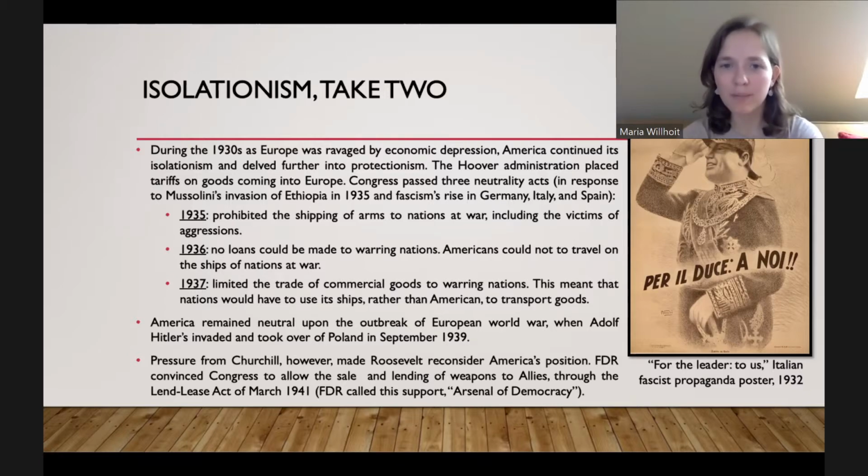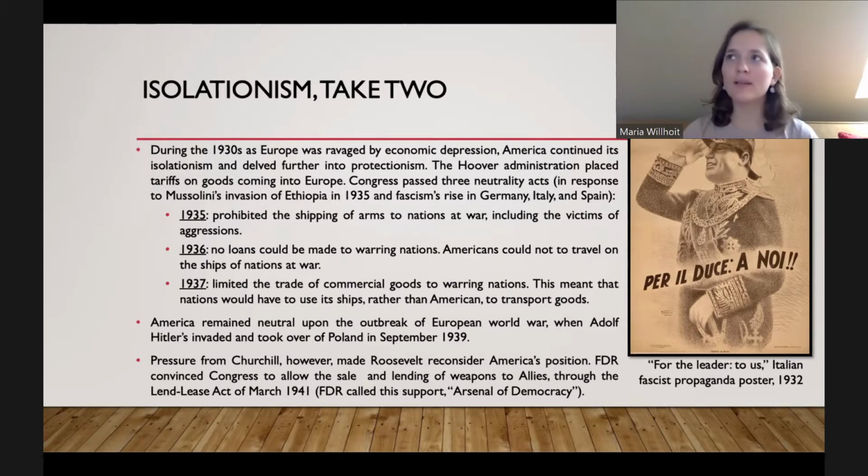It's seeing what's happening. And in response to what it sees happening in Europe, it passes three neutrality acts. Because America originally wanted to be neutral in terms of foreign affairs. It didn't want to get involved with Europe. It didn't want to get involved initially in World War One. I mean, World War Two, actually. In both cases, we didn't want to get involved, but later we respond.